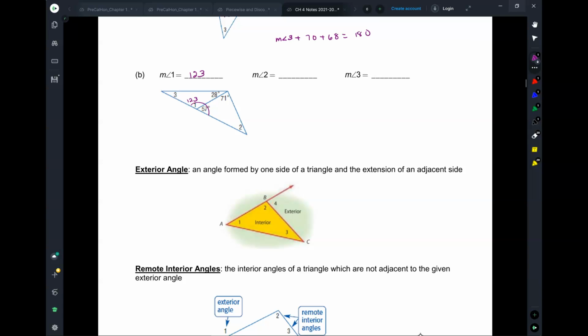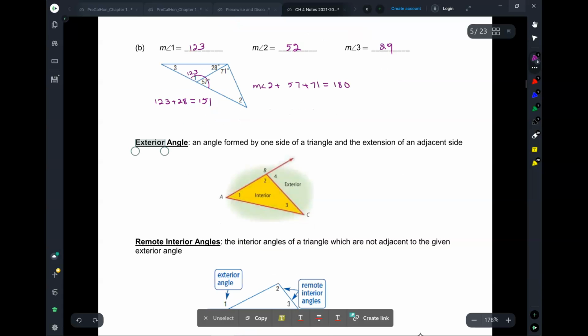Grayson? Sorry, angle 2 is 52 degrees, because 71 plus 57 is 128, so it's 120 degrees. Right. Measure of angle 2 plus 57 plus 71 equals 180. So measure of angle 2 is 52. And then, so 123 and 28 equals how much? 151? So how much is left over for measure of angle 3? 29. Look at you guys go.